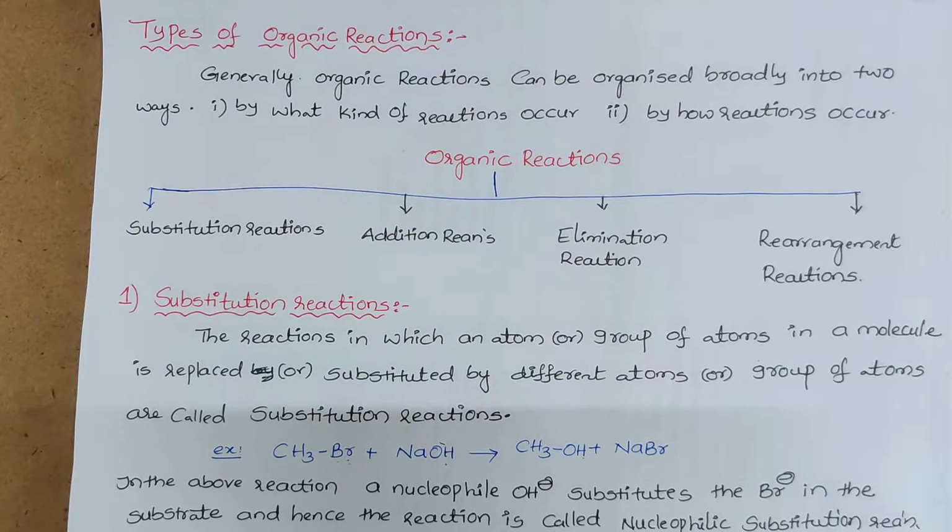Whether a given reaction is free radical, electrophilic or nucleophilic is decided by how the reaction is initiated. If the reaction is initiated by a free radical, it is called free radical substitution reaction. If it is initiated by an electrophile, it is called electrophilic substitution reaction. If it is initiated by a nucleophile, it is called nucleophilic substitution reaction. So the substitution reactions are classified into three types.